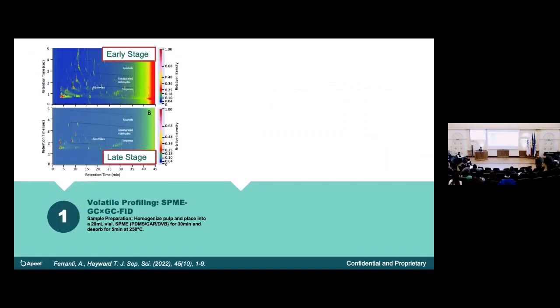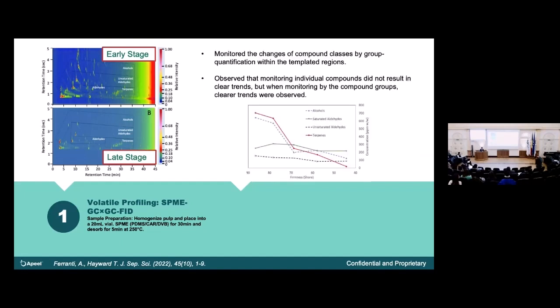Early on, we had done some experiments with SPME and GC-GC-FID, where we looked at the avocado pulp as it ripens. What we see is that when we make our groups over the template and quantify based on these groups, we see trends of these different functional groups, such as alcohols, decreasing over time, which is a lot different than if you look at individual components as they go along.